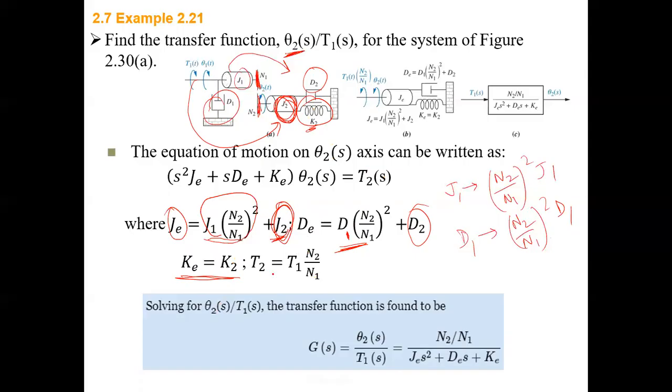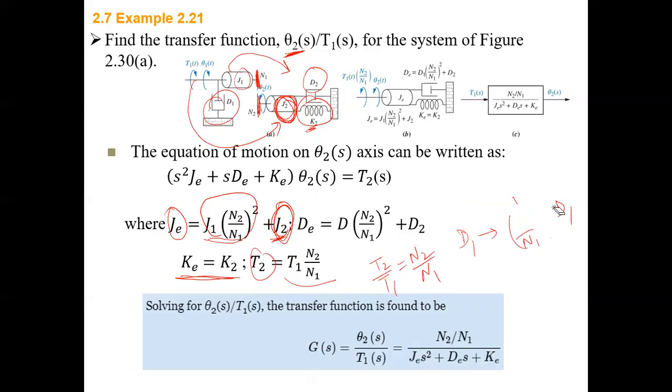Similarly, T2, this is the formula, right? Because T2 over T1 equals N2 over N1. This is always true. Then from here, you get T2 equals T1 N2 over N1. Does it make sense now? Yeah, that makes a lot more sense now. Okay. Thank you.